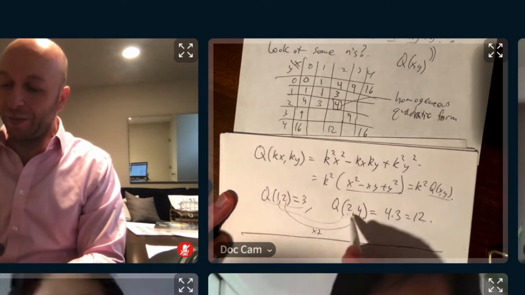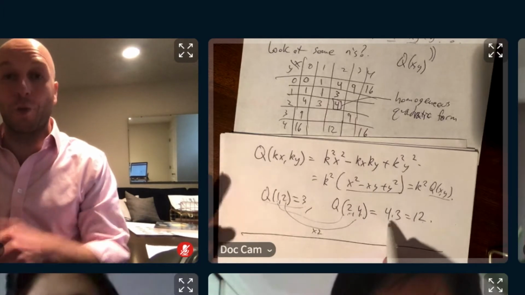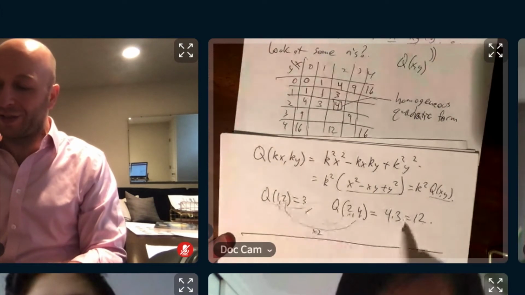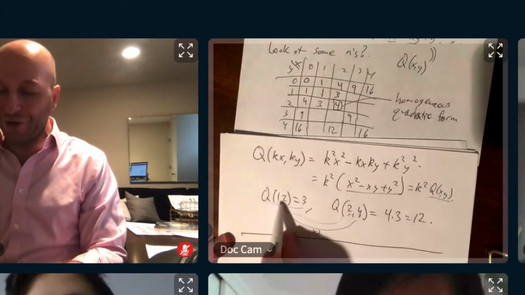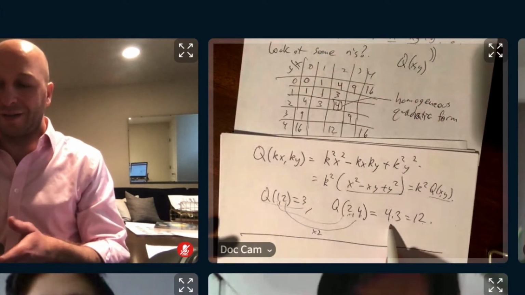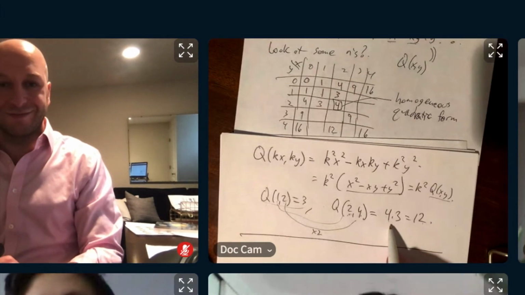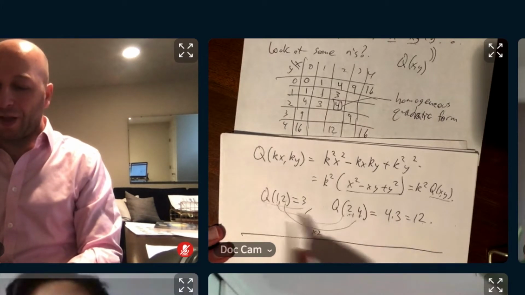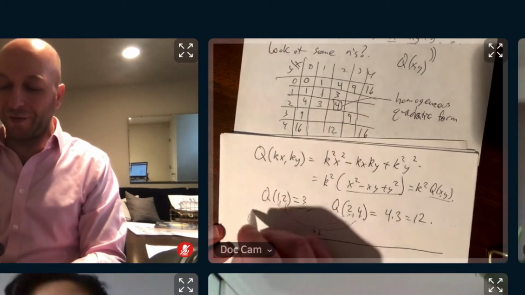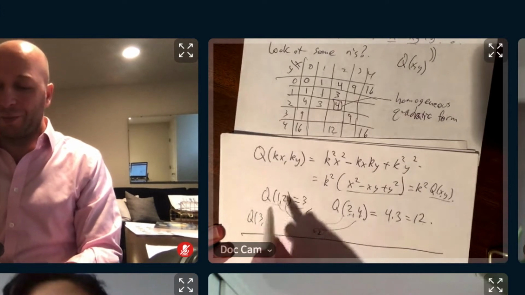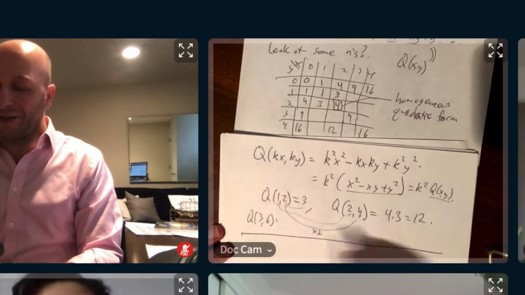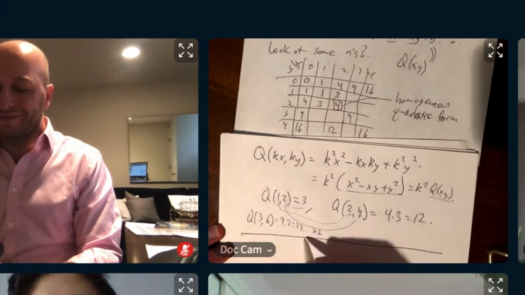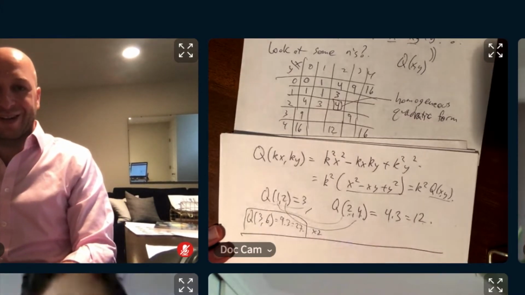So the point is we doubled all the entries. That means the answer is going to quadruple instead of doubling. And that's always the case. If we triple the entries, then the answer is going to multiply by 9. So what is Q of 3, 6? I tripled. 9. Yeah, it's going to multiply by 9. So it's going to be 9 times 3, which is 27. Okay, does that make sense?